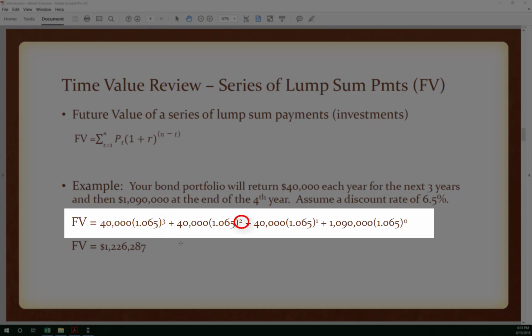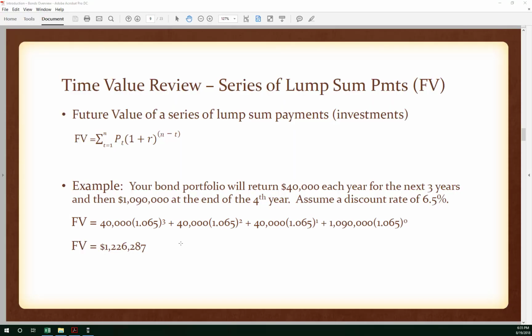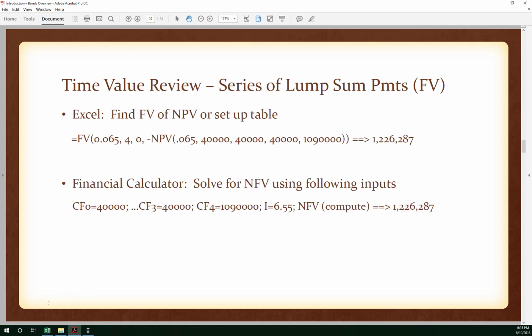The third payment will grow 1 year, and that very last payment, the $1,090,000 that happens at the end of the fourth year, that's going to be the future value of that cash flow, because it will have no time to grow, no time to compound. So we raise that to the 0th power. Anything to the 0th power is 1, so we're just going to get that amount right there. If we add up all these pieces, we get 1,226,287.